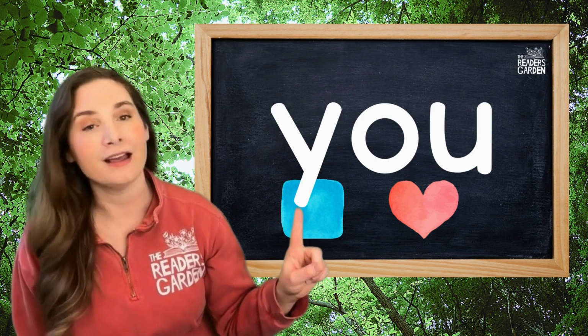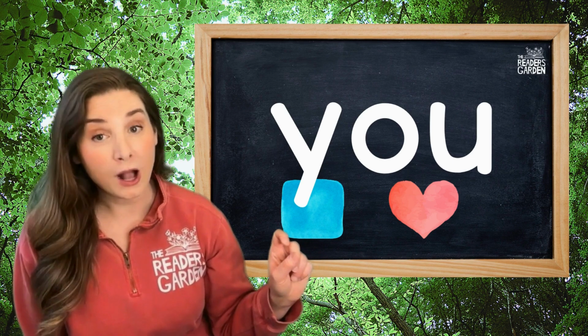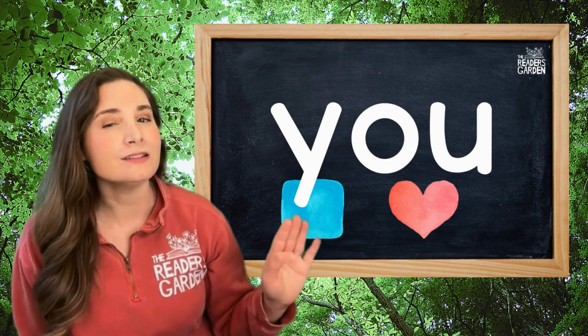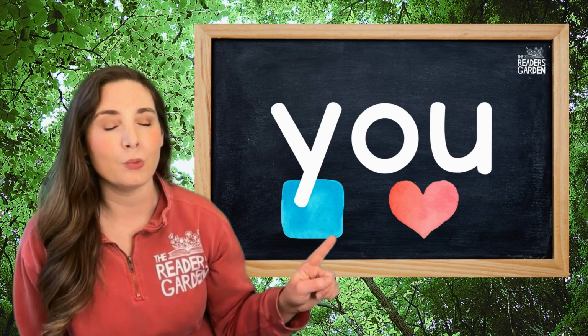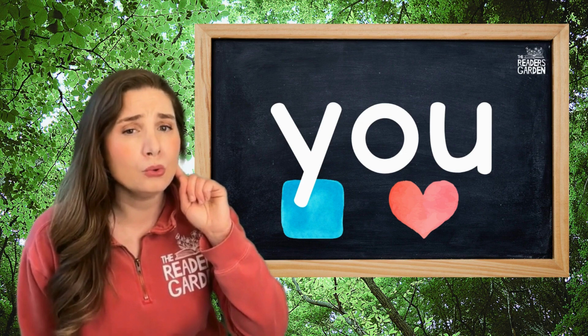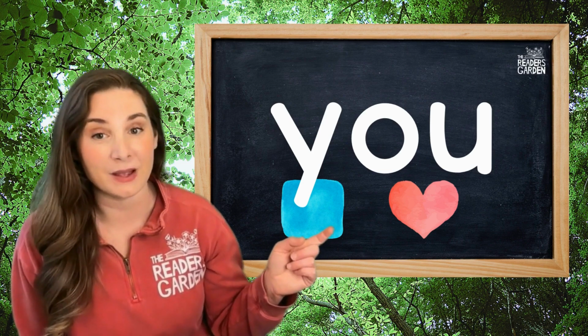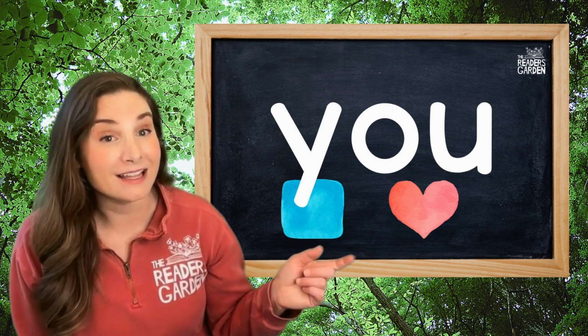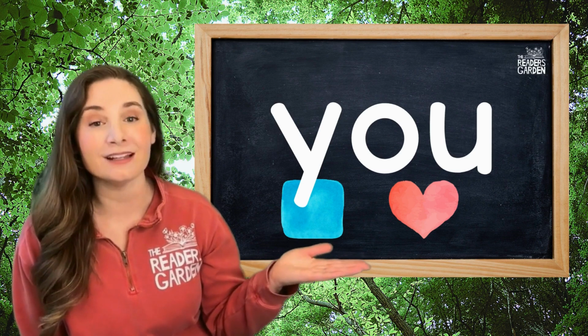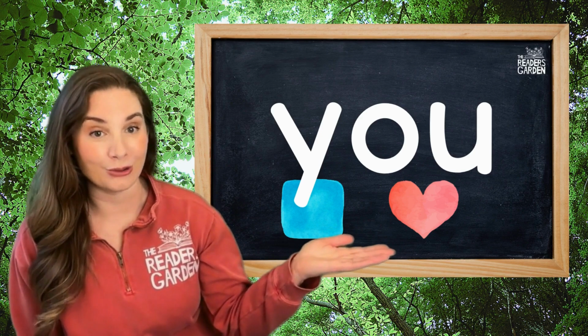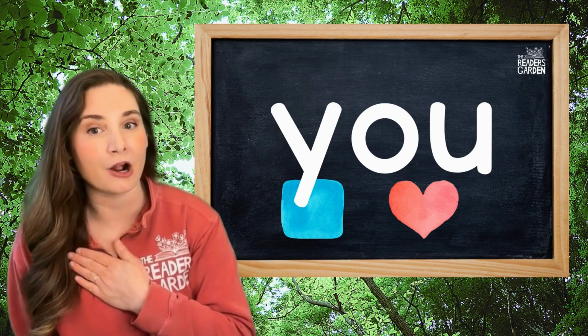Now let's look at what makes this word irregular. The Y is making an expected sound. It's saying y. Now let's look at the O and the U together. We hear oo, which is not what we expect from that vowel team when they're together. The O and the U together are a vowel team, but they're not making their expected vowel team sound. Instead, they're saying oo. And that's the part of this word that we need to know by heart. So we have you. And the heart helps us remember the by heart part.